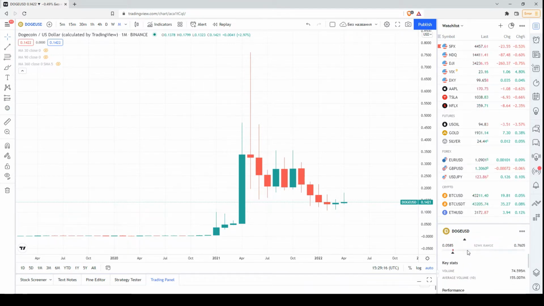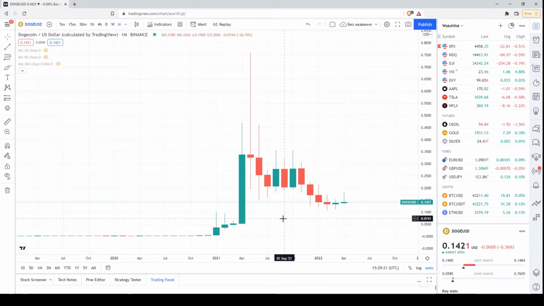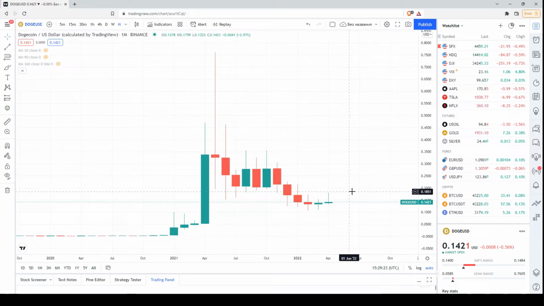Today let's analyze the price chart of Dogecoin that is currently trading at the level of 14 cents and 21.21. So this is the monthly chart. To some extent we are really very familiar with the price chart of Dogecoin. At least once a month I analyze the price chart of Dogecoin.